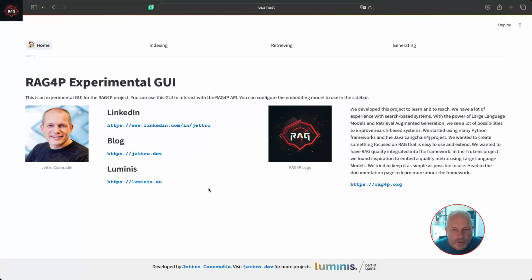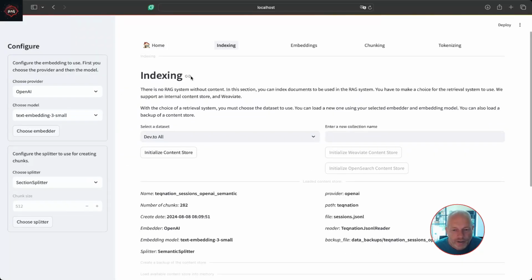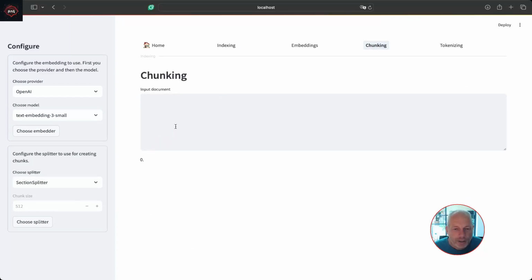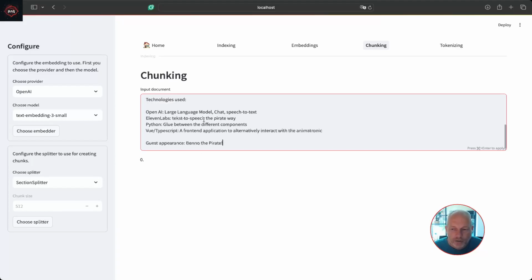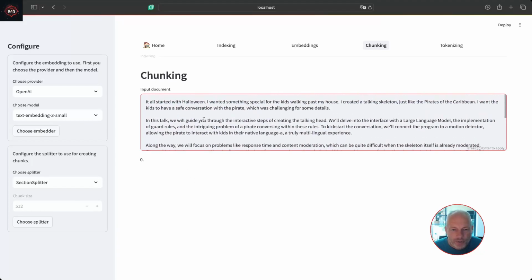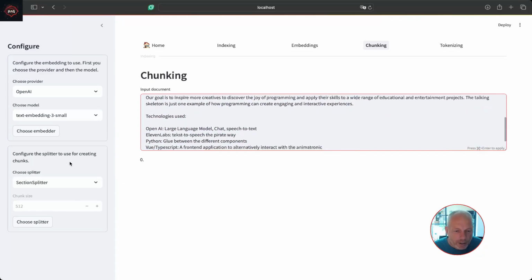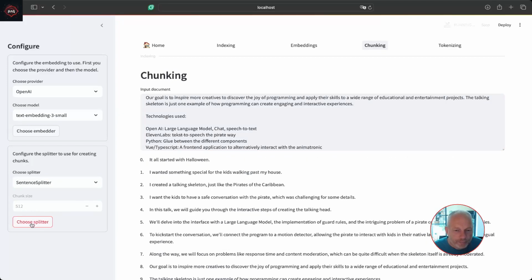In this short video I'm going to introduce semantic chunking using a project of mine called RAG4p, and there is a GUI that makes it easier for me to show what I'm doing. So first I'll take the indexing part, and then I have a tab here called chunking, and chunking is what we're going to do with this piece of text. So I have a description of a talk we proposed for a conference, and I choose the first sentence splitter.